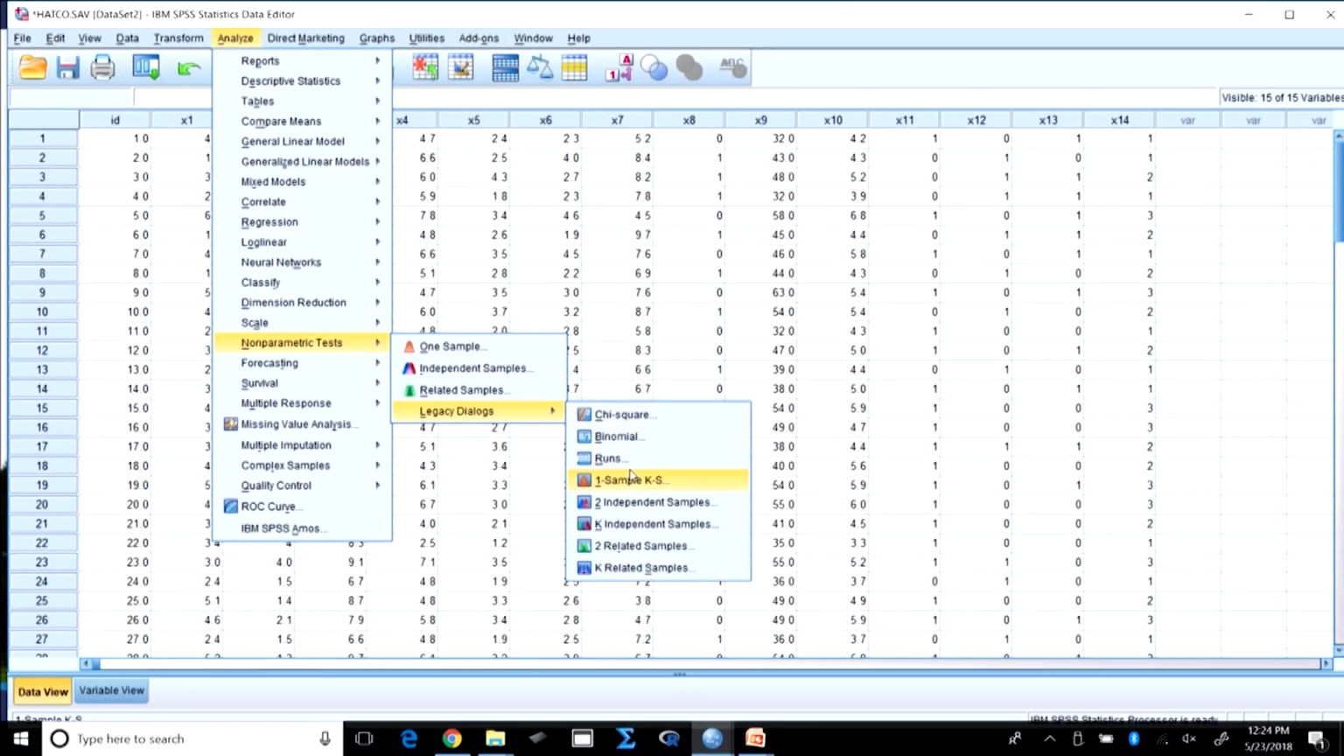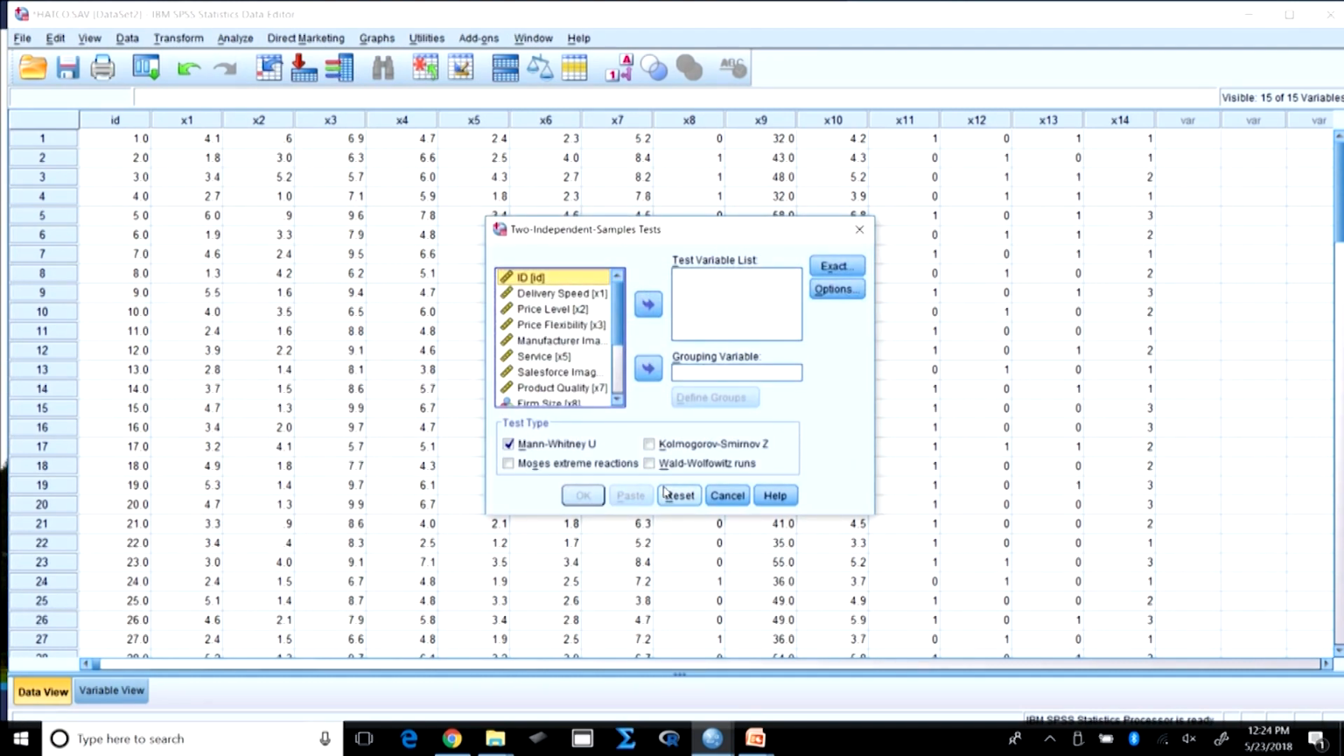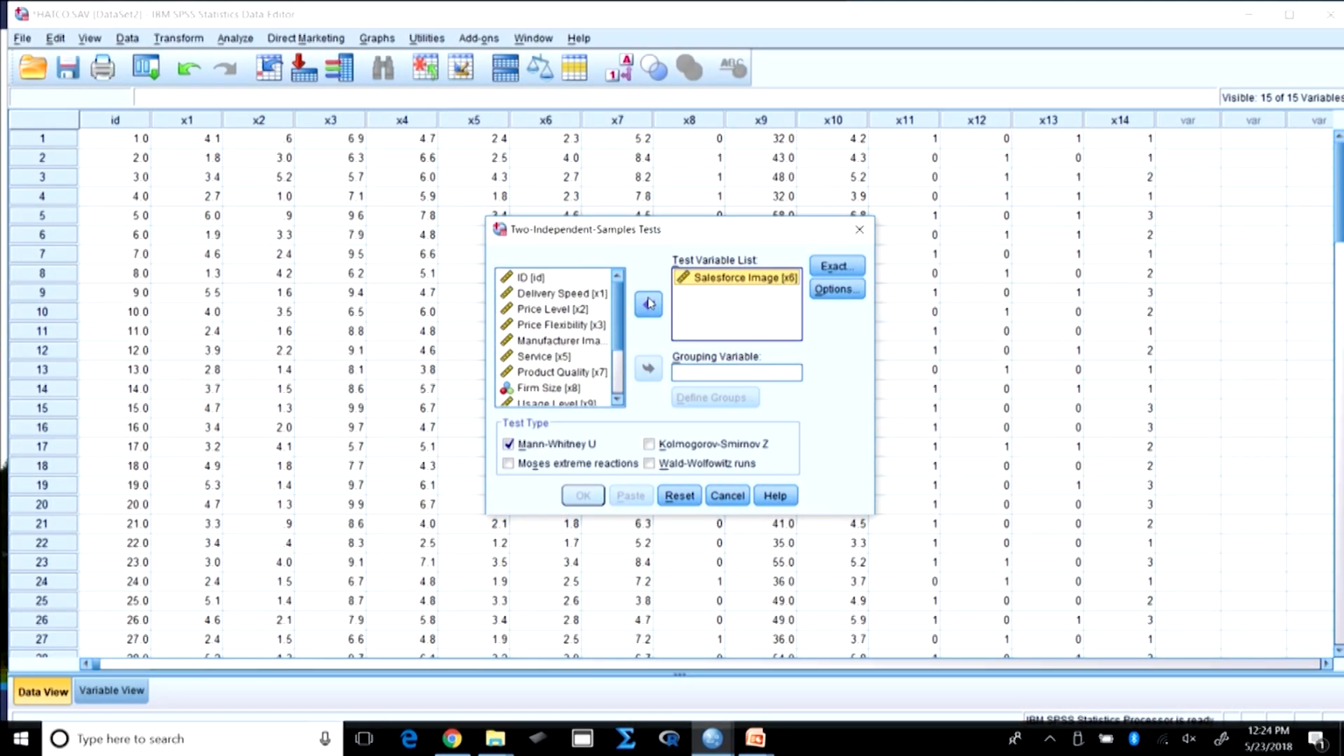I go to the legacy dialogs. There are a few things here: chi-square test, binomial test, runs test. They are all non-parametric tests. Out of these I am picking the independent samples test. What is this? If you remember, there are two different sample groups, sample 1 and sample 2, and we are trying to check whether they are the same or different. Let us say I take Salesforce image here, and the grouping variable is x8, which is the firm size.